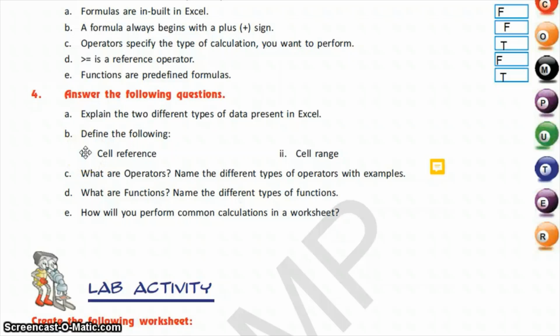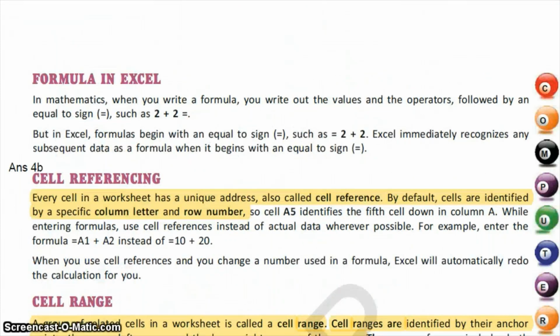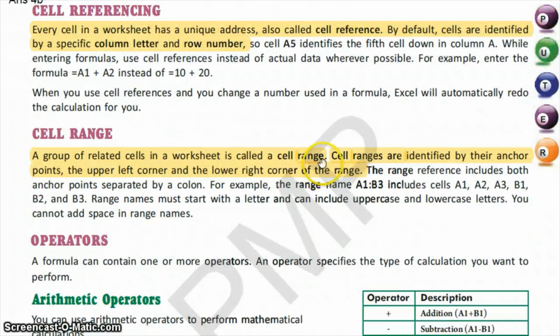Then B question is define the following: cell reference and cell range. The answer is on page number 93. So cell reference is every cell in a worksheet has a unique address, also called a cell reference, and by default cells are identified by a specific column letter and row number. So this is cell reference, and the definition for cell range is here. A group of related cells in a worksheet is called a cell range. Cell ranges are identified by their anchor points, the upper left corner and the lower right corner of the range.